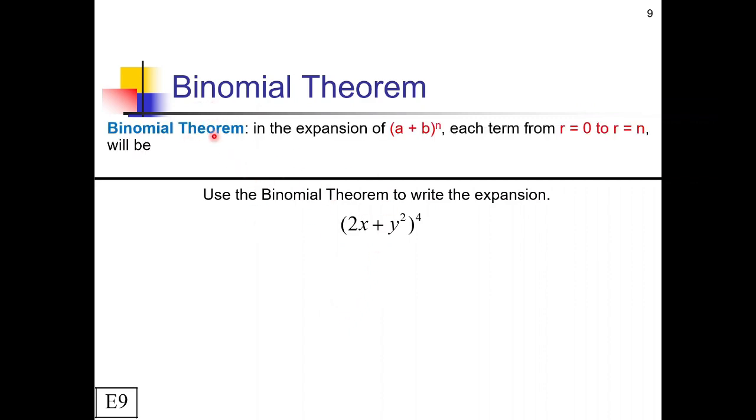The binomial theorem says that in the expansion of (a plus b) to the nth power, each term from r equals 0 to r equals n, where 0 is your first term and n is your last term of this expansion, will be of the following format. The magic Pascal's triangle number is just going to be nCr: whatever level you're at in the triangle, combination, choosing whatever term number you're trying to figure out there.